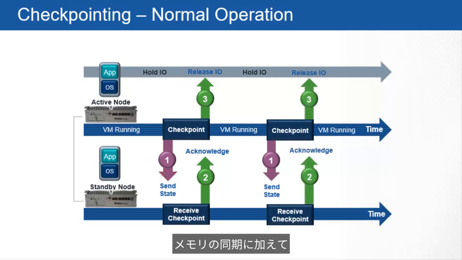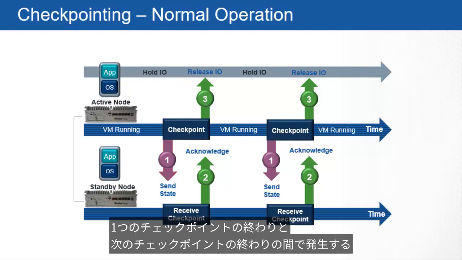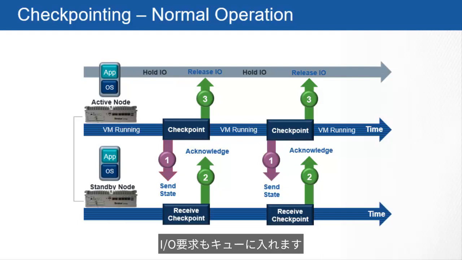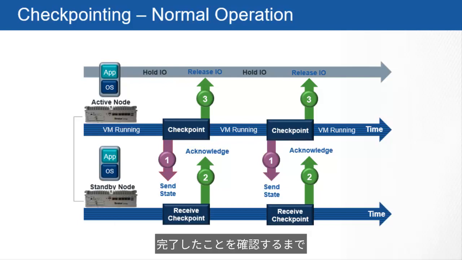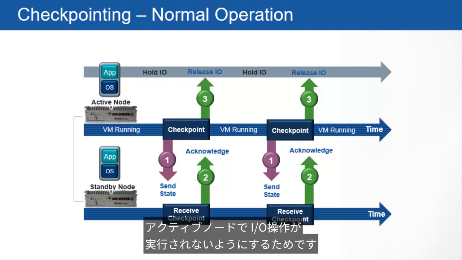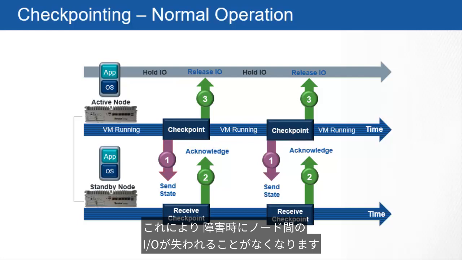In addition to synchronizing memory, the checkpoint operation also queues I/O requests that occur between the end of one checkpoint and the end of the next. This is done so that no I/O operations are performed on the active node until the standby node acknowledges that the memory mirroring has been completed on the standby node. This ensures that no I/O is lost between nodes during any failure.